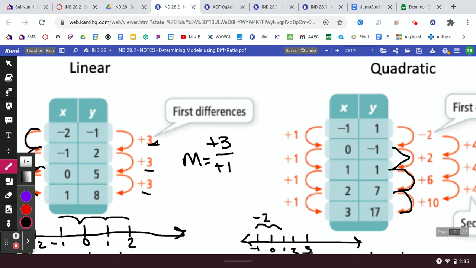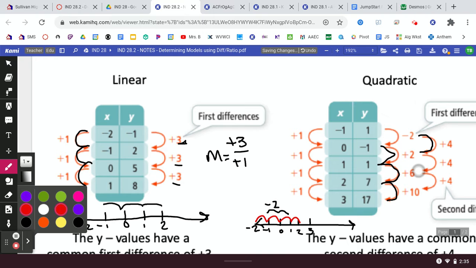So, do we match in first difference? No. So this is not going to be linear. So we have to move on to second difference. I'm going to do the same thing now between my first difference numbers. So what is the difference between -2 and +2? Well, if you're on the number line and you go from -2 to +2, that's a 1, 2, 3, 4. That's a +4 jump.